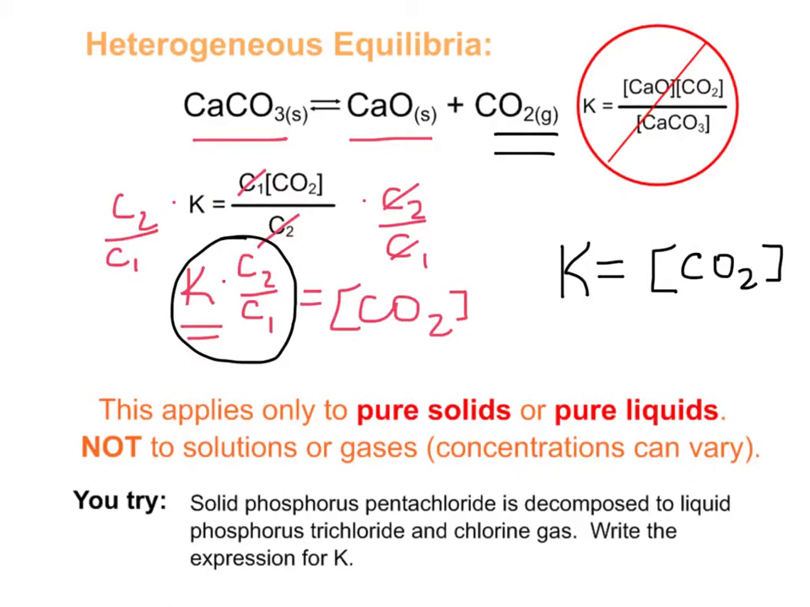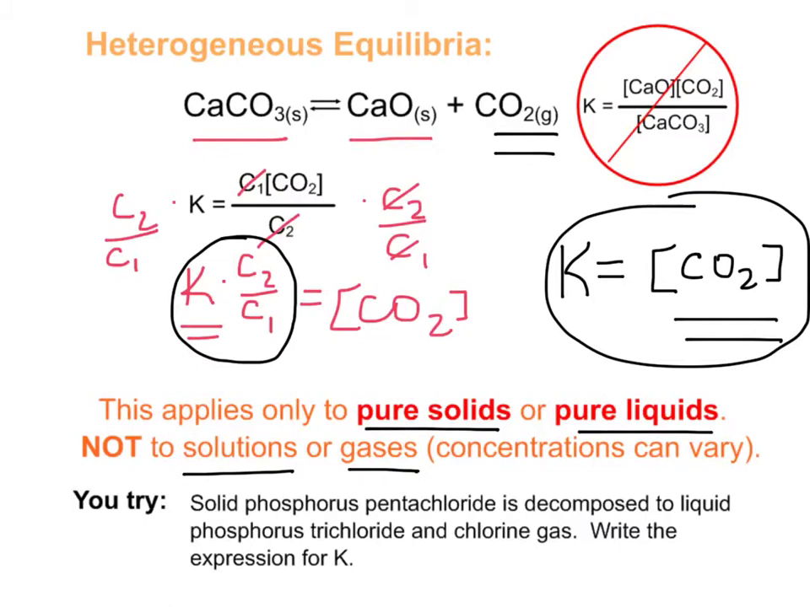This is important because you need to remember it applies to gases and it applies to solutions. Those vary. Pure solids and pure liquids do not vary, they are constant. But solutions and gases have variable concentrations. Their concentrations can vary, and therefore they will be what is represented in our equilibrium expression.